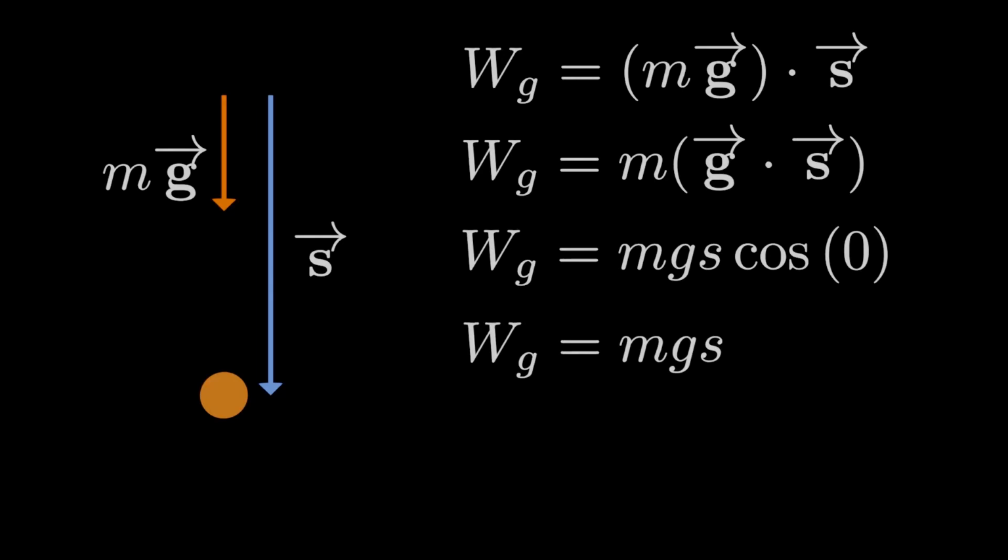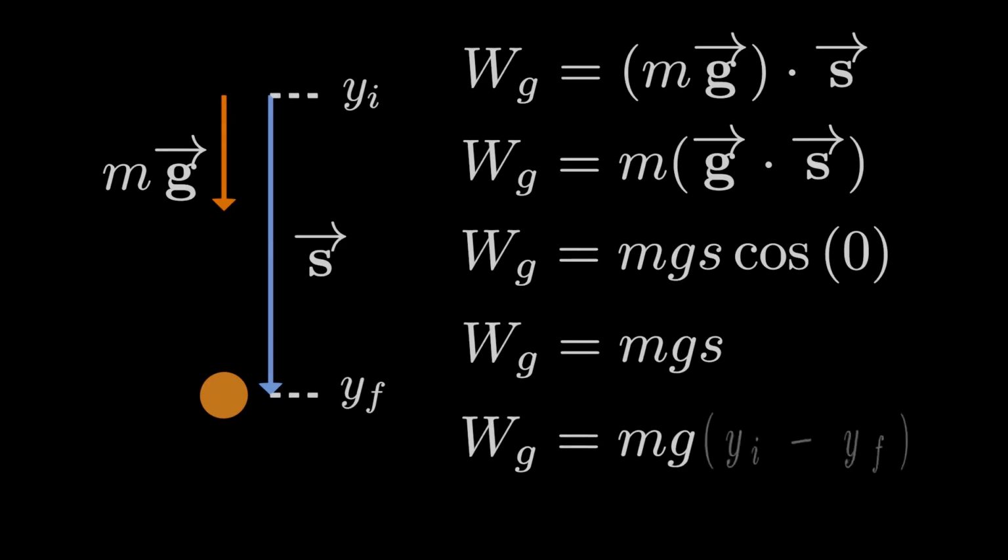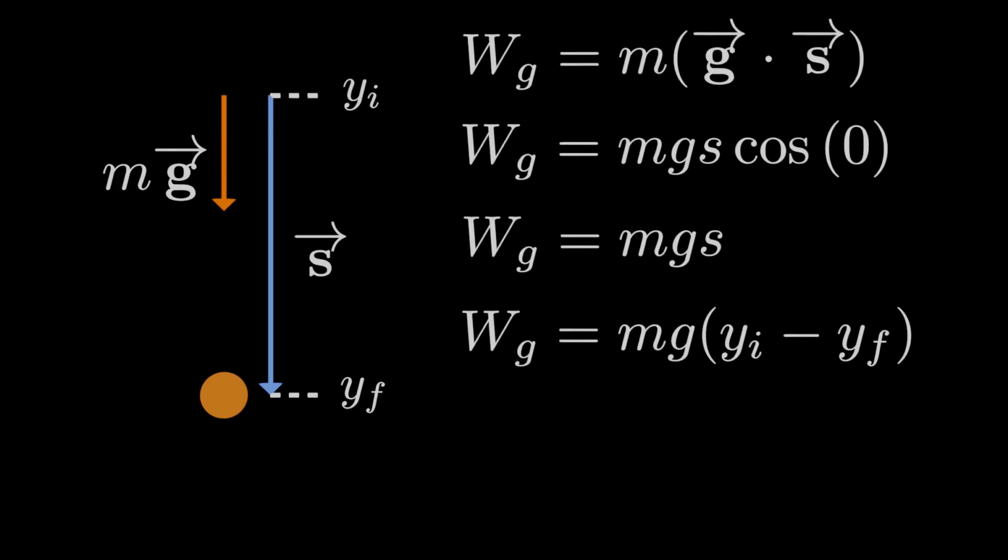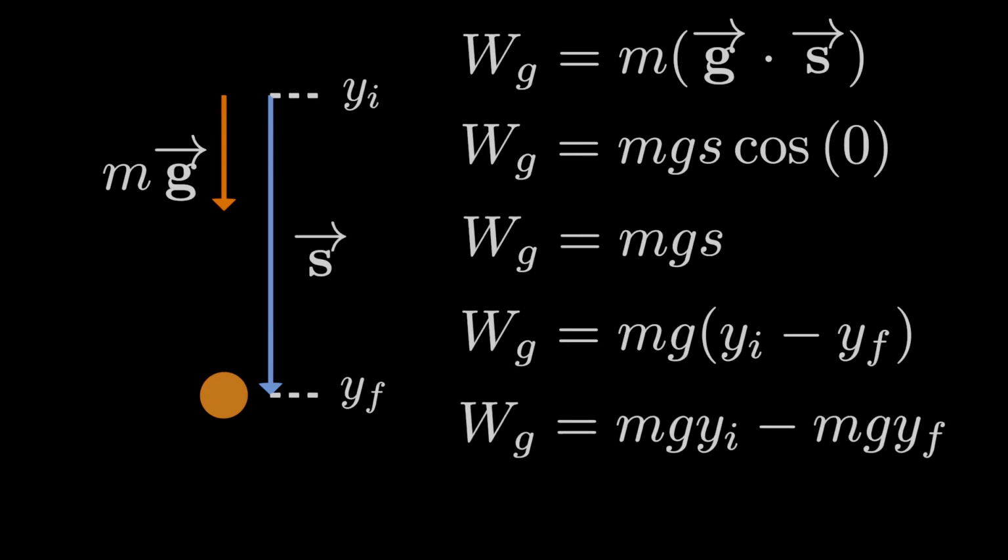The magnitude of s here is just the initial y value minus the final y value. Since the particle is going down, this would give you a positive value for the magnitude of s. Now this expression kind of looks familiar, I hope. What we found here is the work done by gravity on the particle as it moves downwards in a uniform gravitational field g.